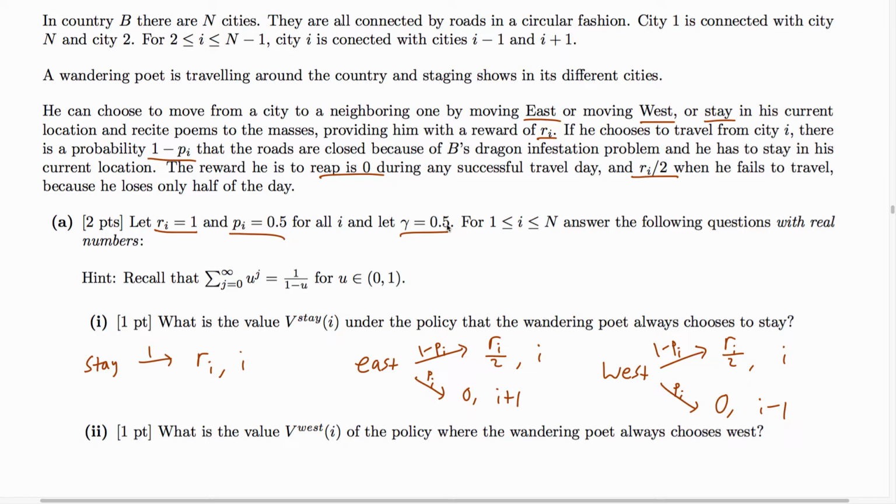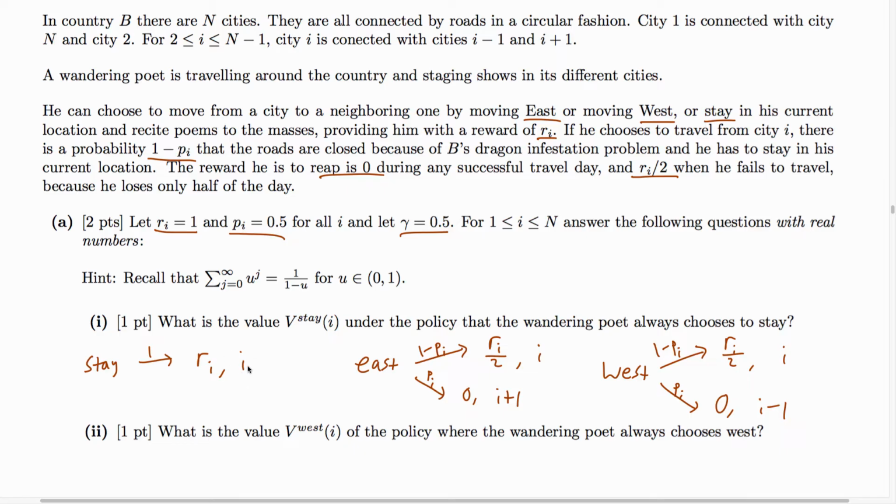So the first policy they want us to evaluate is v stay of I. This means that you're going to be staying in the same place over and over. So if you do that, you'll always get the r sub I with certain probability, like probability 1, and you'll always be staying in I. You'll never go anywhere else.